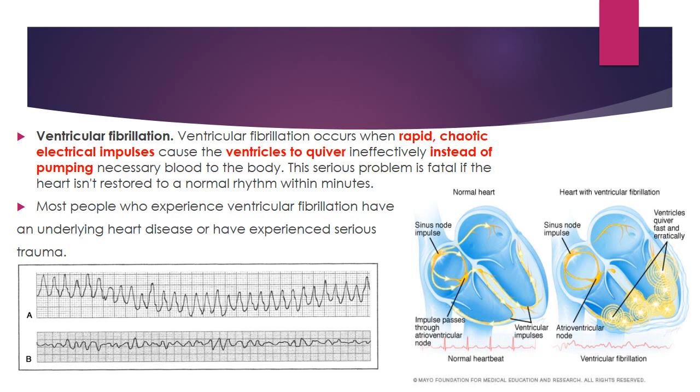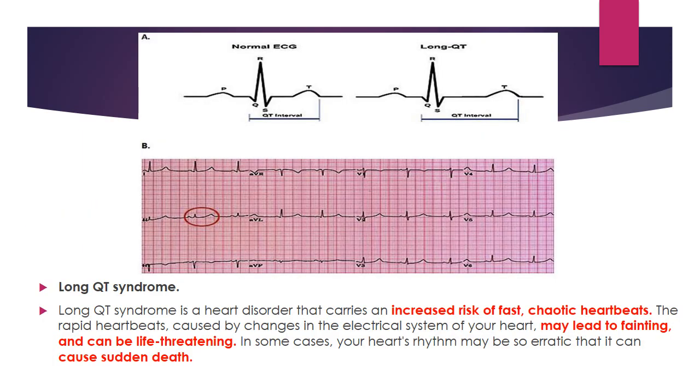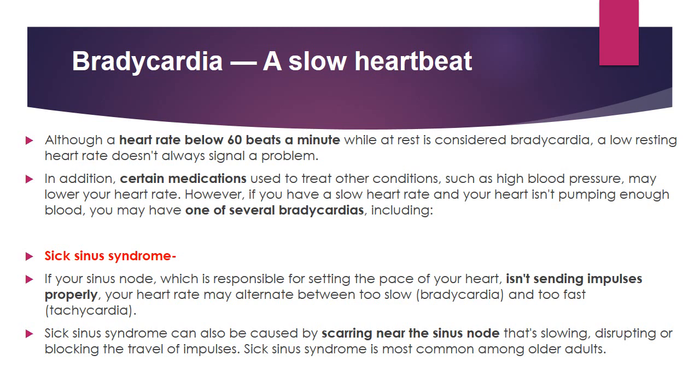So the black picture here that you see with the boxes is the ECG representation of ventricular fibrillation. Now there is also something called long QT syndrome, which is not very important, but just for information's sake, you need to know. Again, it is a chaotic, irregular heartbeat, and it is life-threatening. It needs immediate attention, and the patient may exhibit symptoms like fainting and also sudden cardiac arrest.